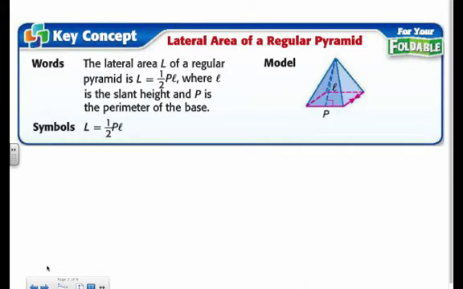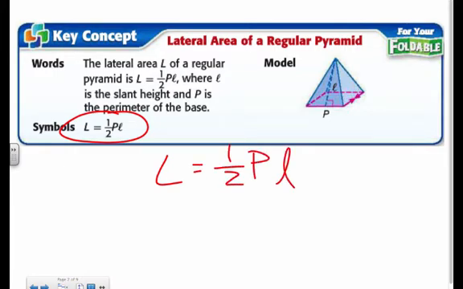So to find the lateral area, just what we talked about. We take 1/2 times the perimeter times the slant height. And just think about where that comes from, right? The perimeter, because we want to paint the outside. But we don't want to use the vertical height.